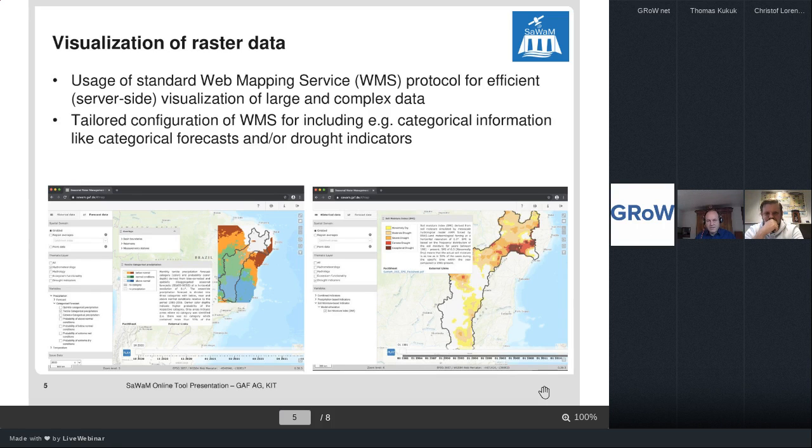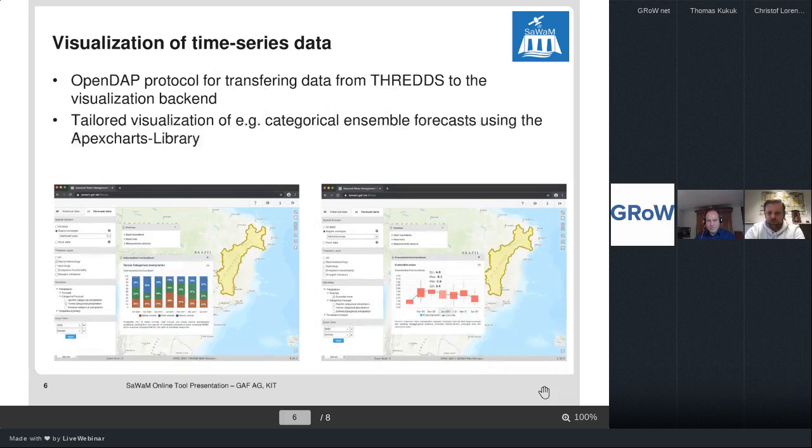What you can see here on the screenshots as well. These are mainly time series. Time is, beside spatial information, quite important, but to get this information and to understand it, we are using, for example, the OPeNDAP protocol for the transferring of the data, and we have tailored visualizations, for example, for categorical and ensemble forecasts here. And to show this, we incorporated several kinds of charts, what you can see on the screenshots below in the windows.